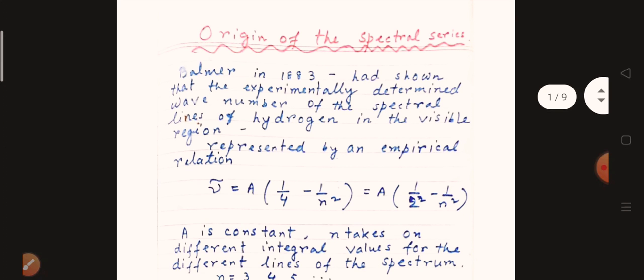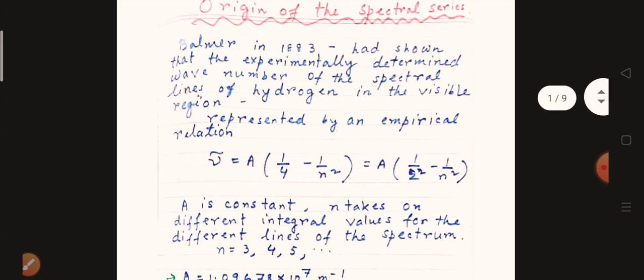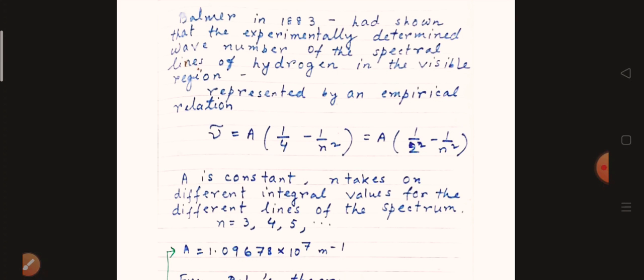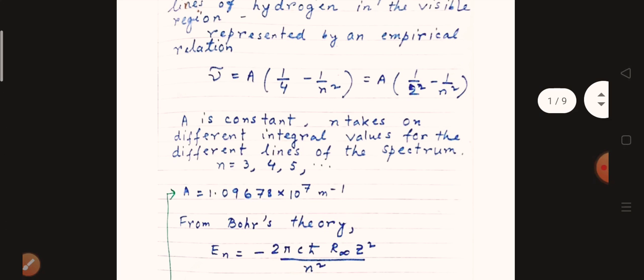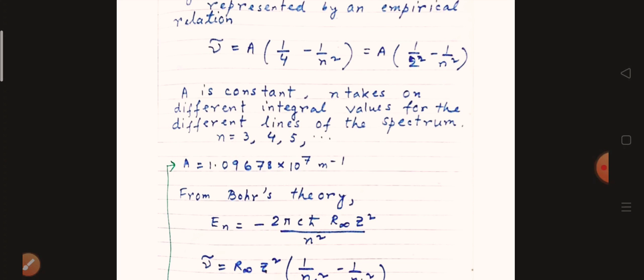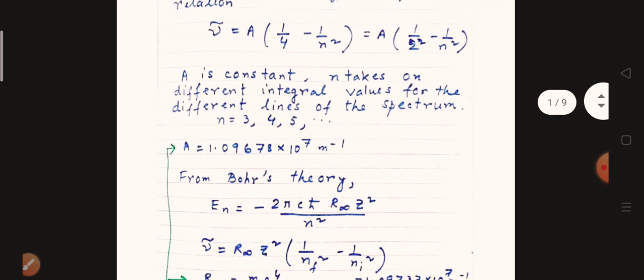So let's start. I have also discussed in earlier videos that Balmer in 1883 had shown that the experimentally determined wave number of the spectral lines of hydrogen in the visible region can be represented by an empirical relationship, and that empirical relationship is nu bar, that is 1 by lambda, equals A into 1 by 2 square minus 1 by n square, where A is the constant and he took different values of n, like n equals 3, 4, 5, and he found the value of A to be 1.09678 into 10 to the power 7 meter inverse.